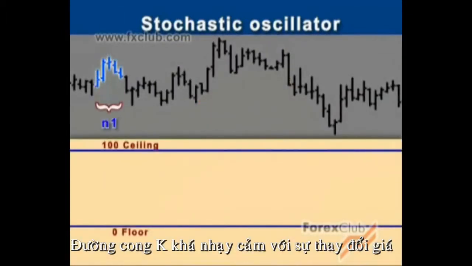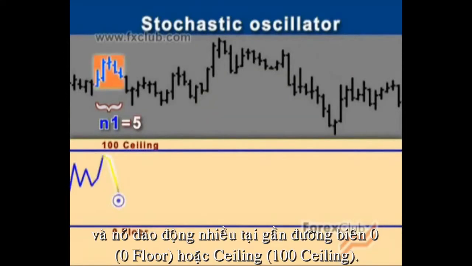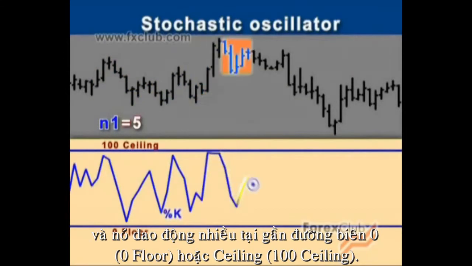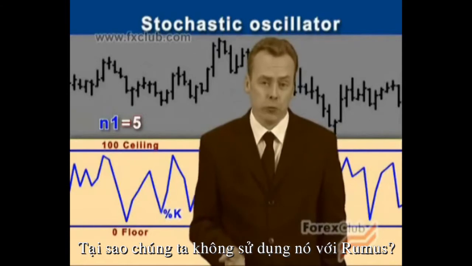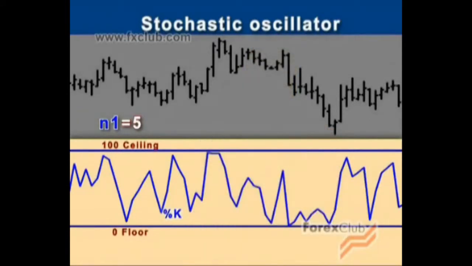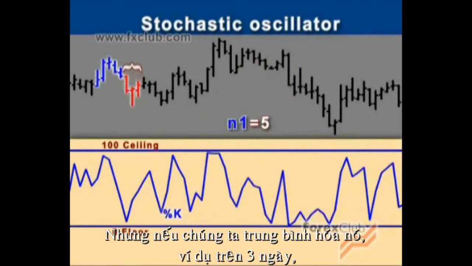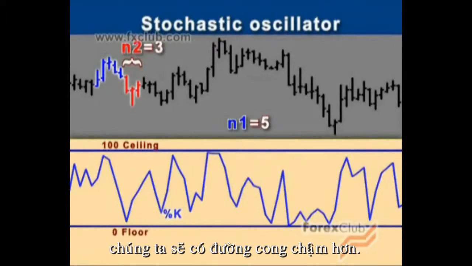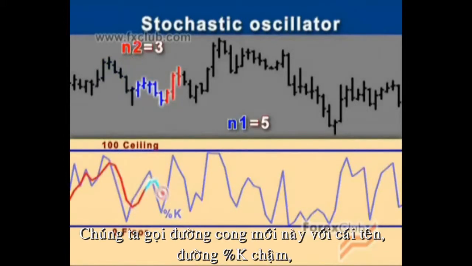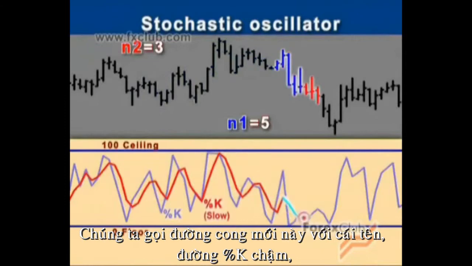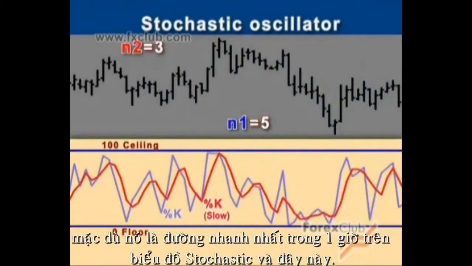The K curve is very sensitive to price change and it spends a lot of its time banging its head on the floor or the ceiling. Which is why we don't feature it in our rumours. But if we average it, for example over 3 days, we get a slower curve. 3 days is the second oscillator's time period, N2. We'll call the new curve a slow percentage K line, although it'll be the fastest one on our stochastic chart. And here it is.